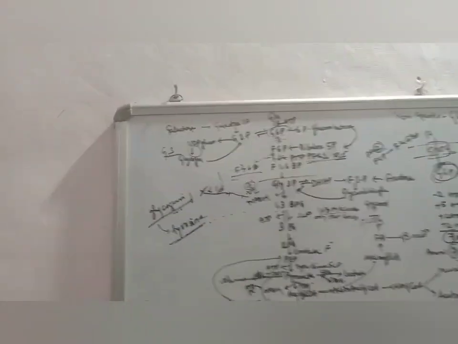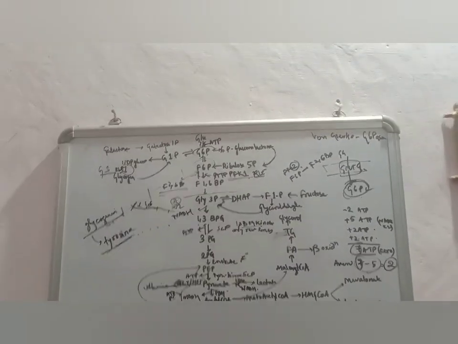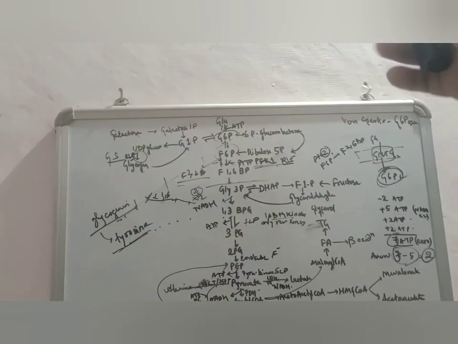That is the rate limiting enzyme. This is the rate limiting enzyme of glycogen synthesis. And what is the rate limiting enzyme of glycogenolysis? Glycogenolysis, to break down glycogen to form glucose. What is the rate limiting enzyme of that?